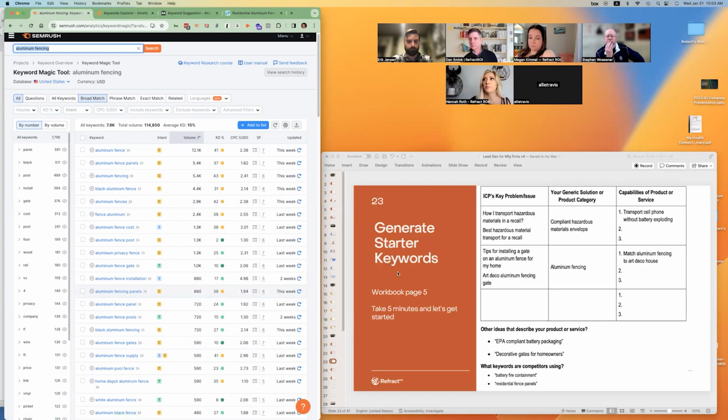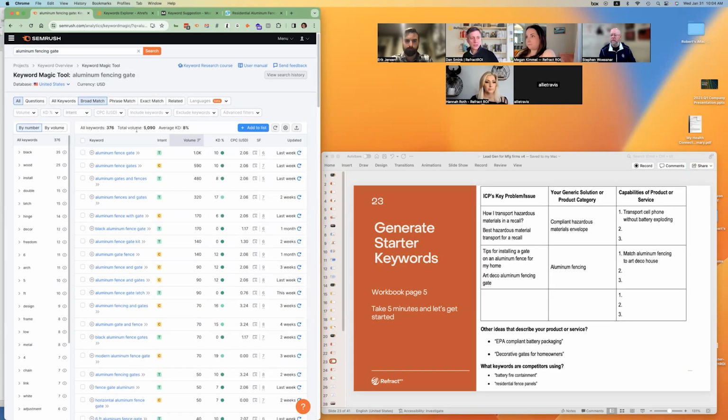Yeah, if you go back a slide where you actually have this filled out and you can talk about the 2 examples, that might be helpful too in the ICP key problems or issues. Okay, so here, you could start with the aluminum fencing one, the one in the middle here. You could also put in like Art Deco aluminum fencing gate. That's going to be a much more narrow term. You might start with like aluminum fencing gate.